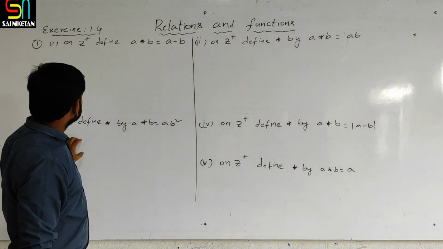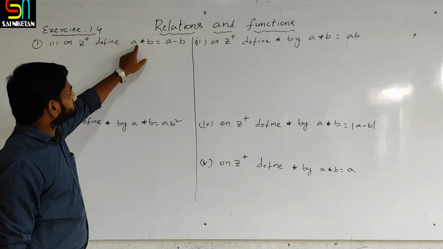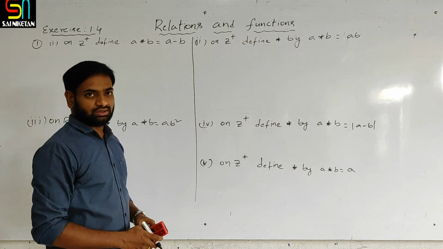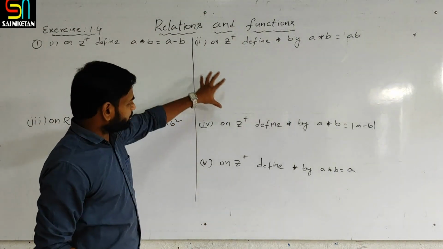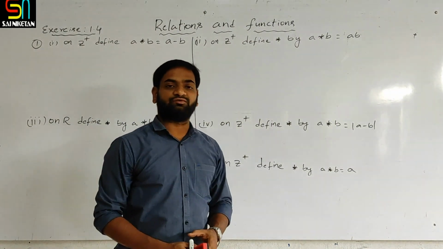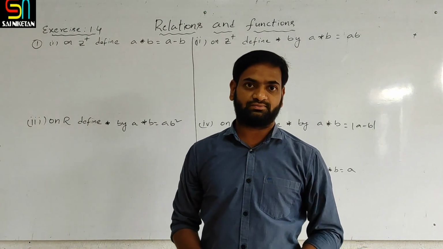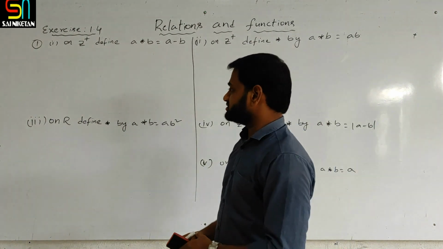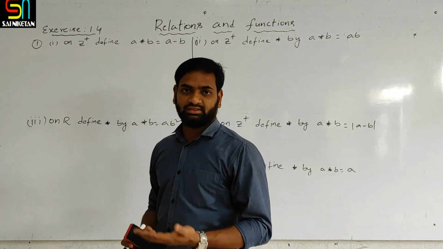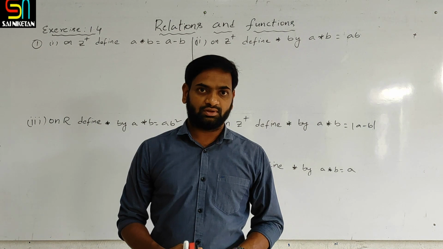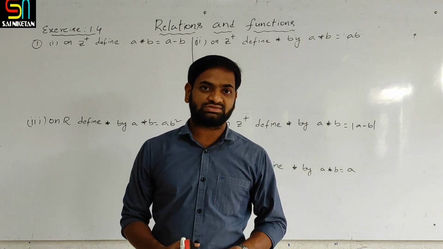On Z plus, define the star as A star B is equal to A minus B. Here we have 5 problems. These 5 problems we have to check whether they are binary operation or not. Now see here, already I gave the binary operation definition. What is the actual binary operation?